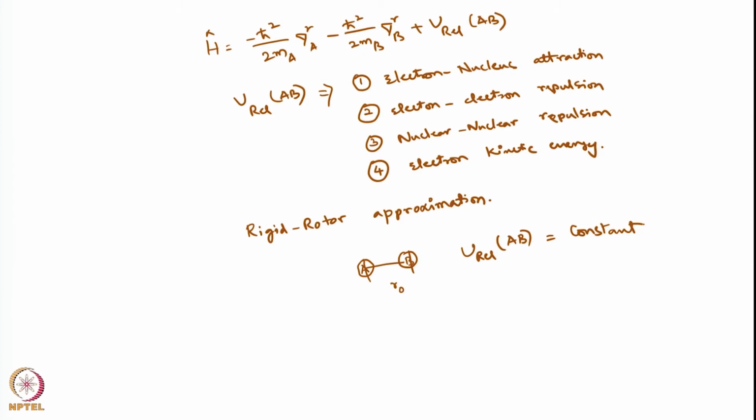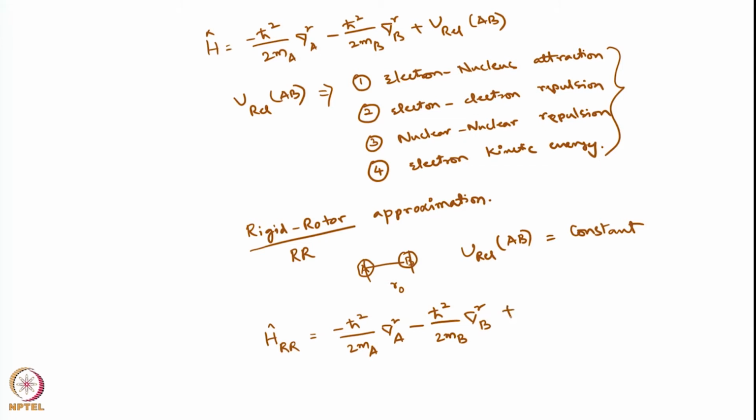When the 2 nuclei are fixed, the electron nucleus attraction will not change, the electron repulsion will not change, the nuclear repulsion will not change, the electron kinetic energy will not change, all of them will be some constant numbers, and when you add all the 4 constants, you will get one more constant. So, your U_rel(AB) will be equal to a constant, which means your Hamiltonian H_RR, RR because rigid rotor, will now be equal to minus ħ² by 2mA ∇²A minus ħ² by 2mB ∇²B plus some constant.